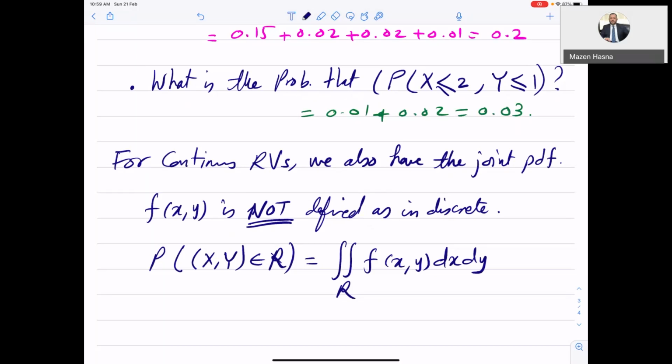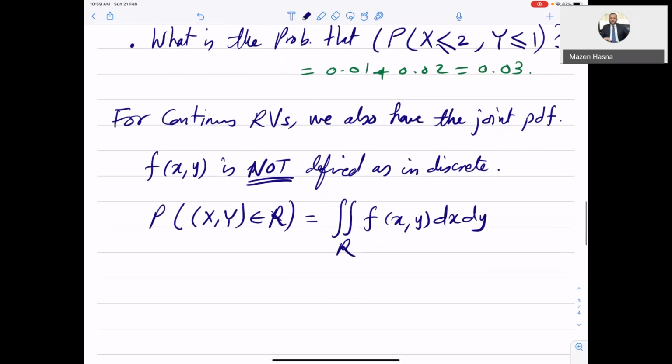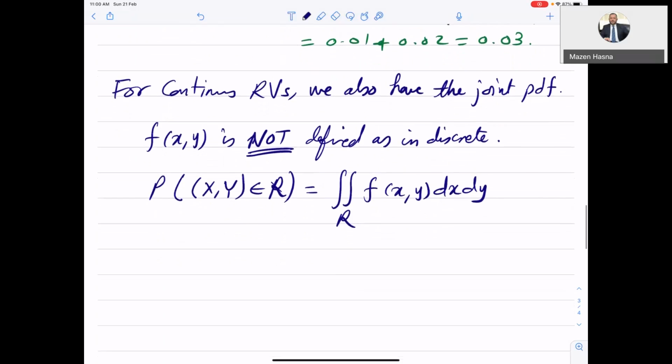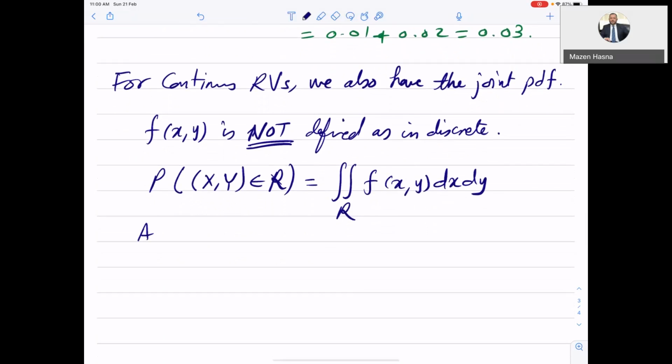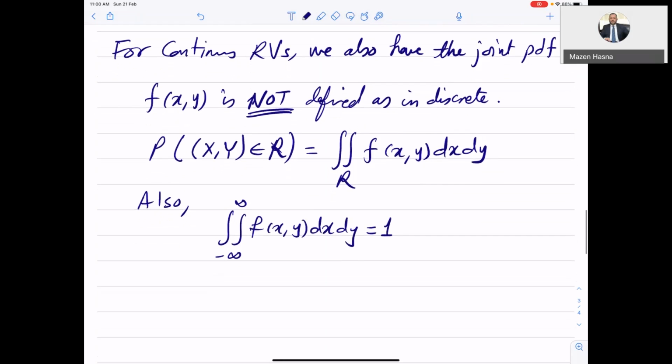We'll not talk much about the continuous joint probability distribution. We'll focus more on the discrete, but it's the same analogy. If you have double summation there, here you have double integration. Also, know that if we double integrate from minus infinity to infinity, f of x and y dx dy, it should give us 1.